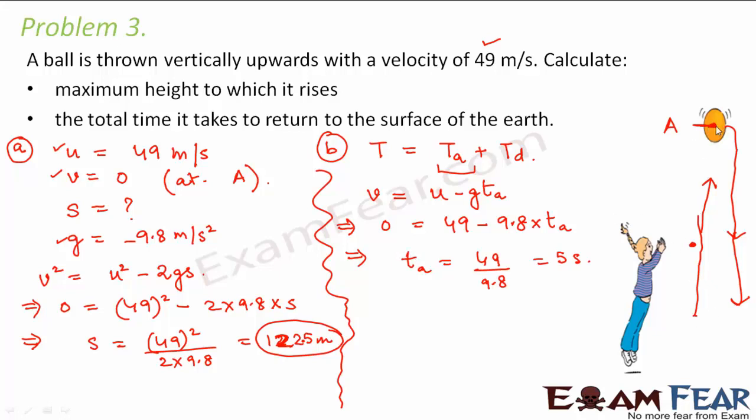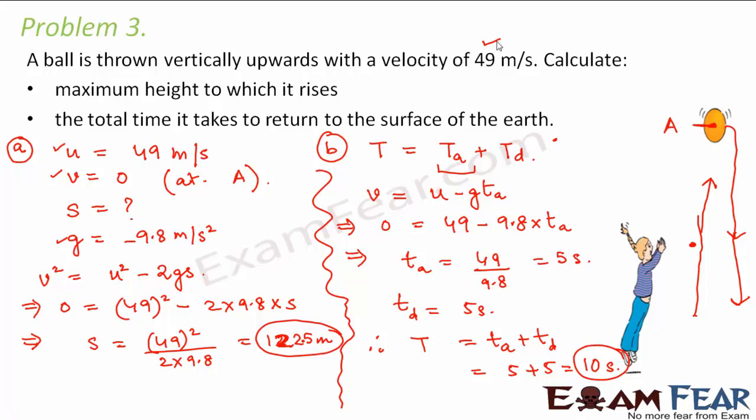But then again it has to fall back from the same height to the ground. So while falling back again, the time of descent will be 5 seconds because time of ascent is always equal to the time of descent. So therefore the total time it will take to return to the surface of the earth is time of ascent plus time of descent, which is equal to 5 plus 5, that is equal to 10 seconds. Now if you are not convinced with the fact that time of ascent will be equal to time of descent, you can also calculate time of descent separately and you will find that time of descent also comes out to be 5 seconds. How can you calculate the time of descent?